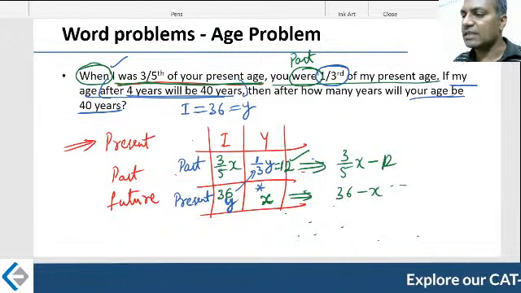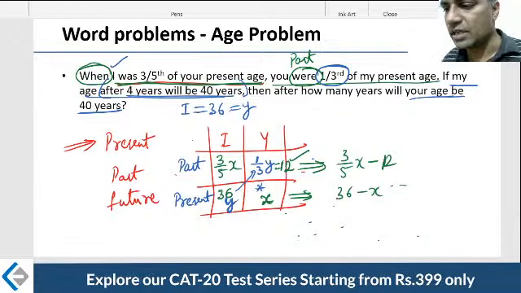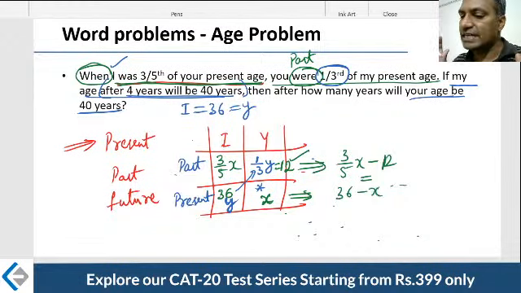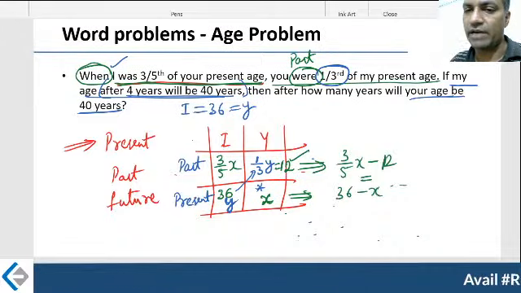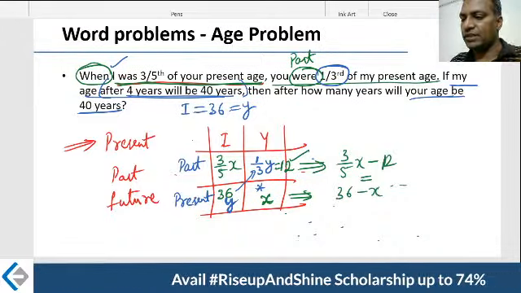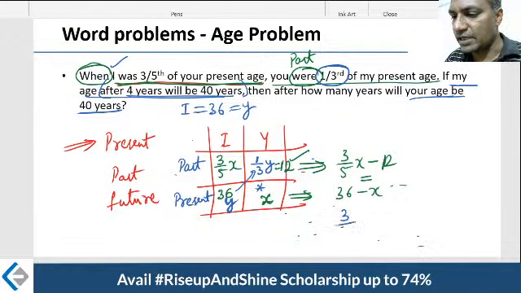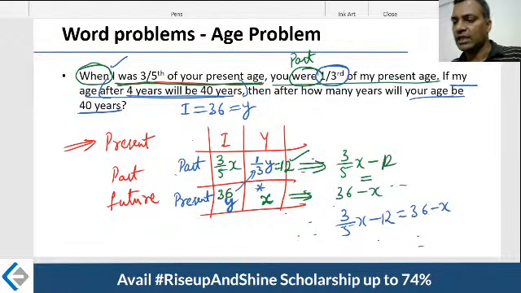What did we learn? The difference between their ages is constant. Whatever is the difference here, it has to be the same difference here. You can't say that in the past the difference between their ages is different from the present. Ages can change, but the difference between their ages is going to be constant, which we know very well. Therefore, I equate it: 3/5x minus 12 is nothing but 36 minus x.